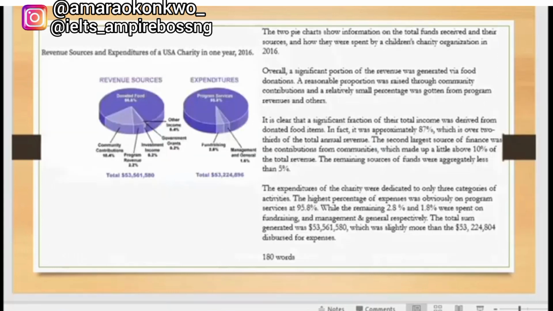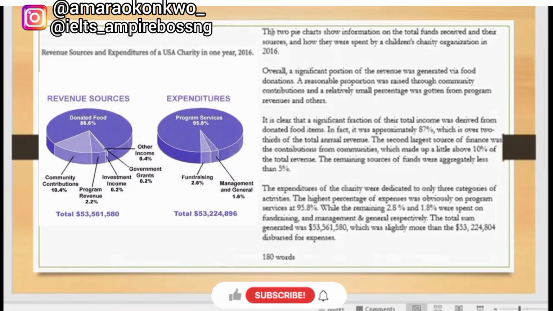Now let's see the whole of the report together. The 2 pie charts show information on the total funds received and their sources and how they were spent by a children's charity organization in 2016. Overall, a significant portion of the revenue was generated via food donations. A reasonable proportion was raised through community contributions, and a relatively small percentage was gotten from program revenues and others.